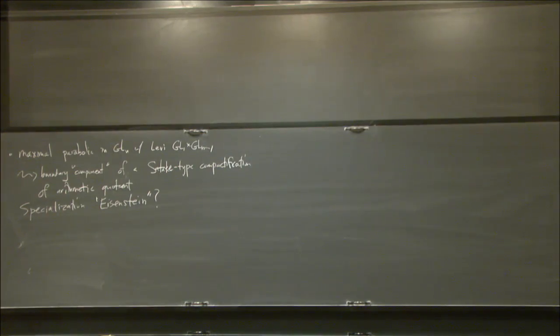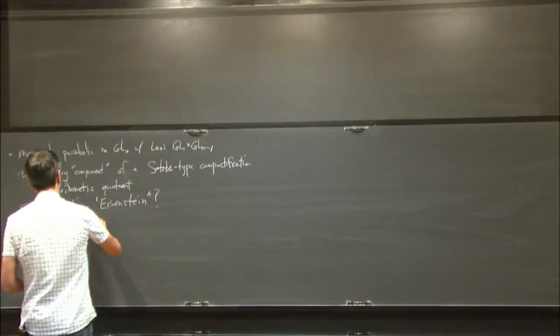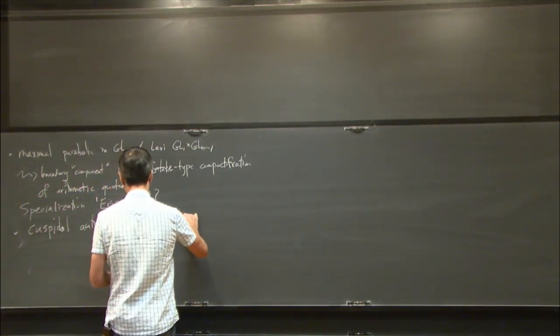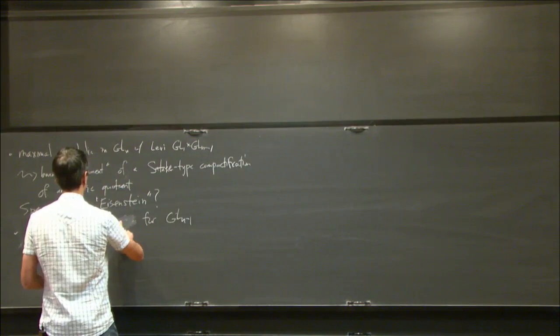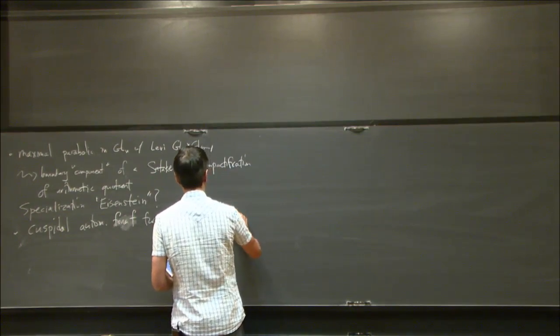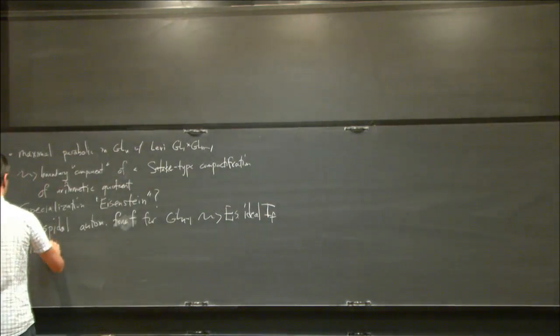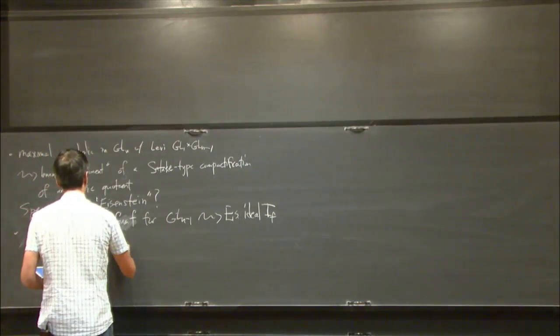So maybe I should write that. A cuspidal automorphic representation, or form, say, for GLN minus 1 goes to an Eisenstein ideal I_F in the Hecke algebra for GLN.